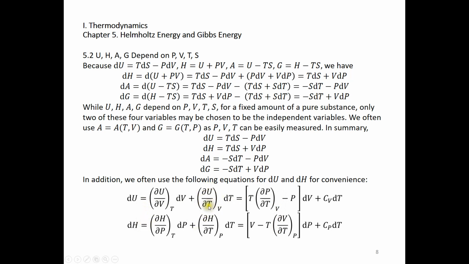Now, what about this delta U over delta T on a constant volume condition? It's just the isochoric heat capacity. Delta H over delta T under constant pressure is just the isobaric heat capacity. So again, we choose the independent variables depending on whether it's convenient for us to use to achieve our goals in the calculations or derivations.